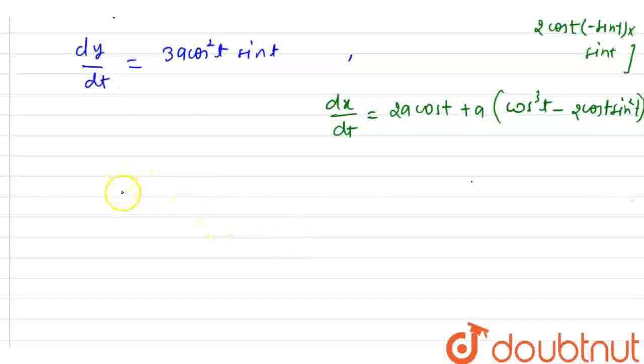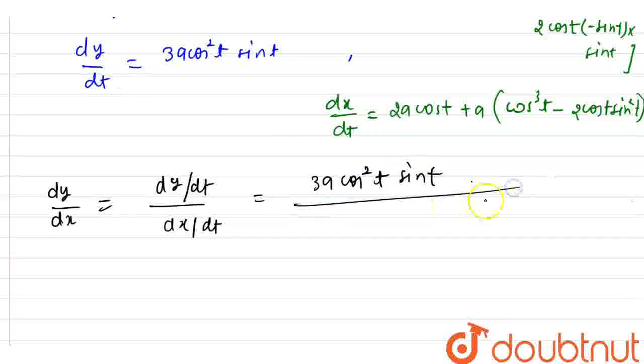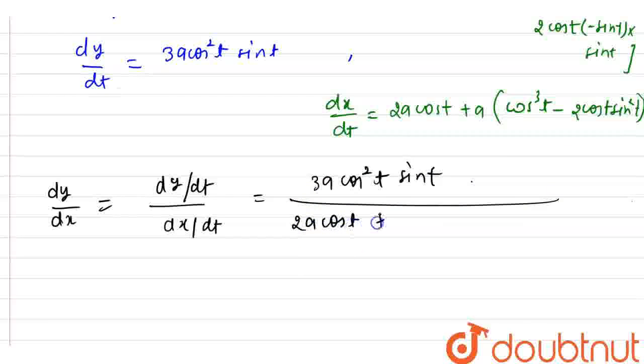Now I'm going to find dy/dx, which is the slope of the tangent. It will be dy/dt over dx/dt. Here dy/dt is 3a cos² t sin t over dx/dt. So dx/dt is this: 2a cos t + a cos³ t, multiplying the a inside the bracket, minus 2a sin² t cos t.